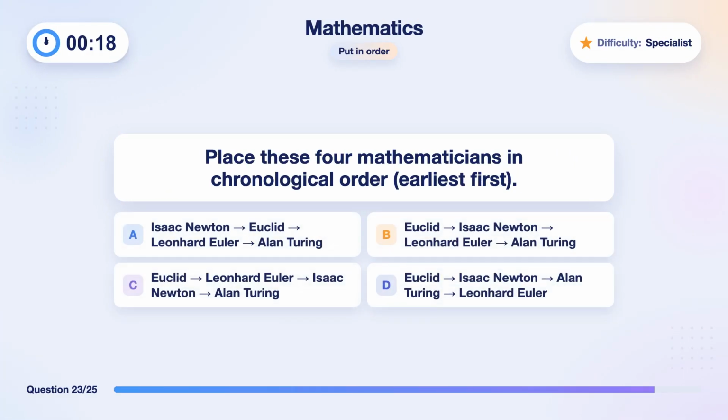Place these four mathematicians in chronological order, earliest first. Your options: A. Isaac Newton, Euclid, Leonhard Euler, Alan Turing. B. Euclid, Isaac Newton, Leonhard Euler, Alan Turing. C. Euclid, Leonhard Euler, Isaac Newton, Alan Turing. D. Euclid, Isaac Newton, Alan Turing, Leonhard Euler. A classic everyone should know. That's 18 seconds. Timer's running.